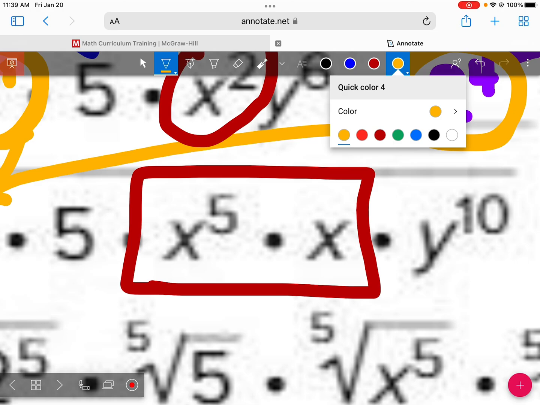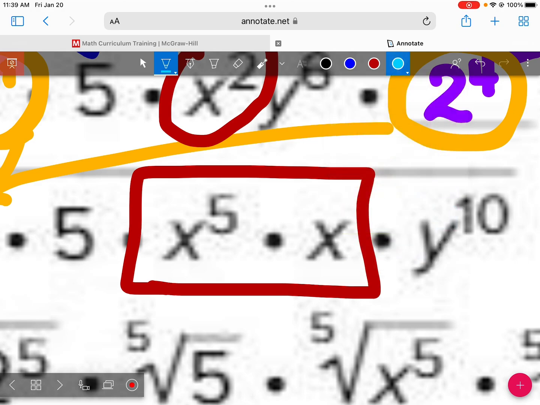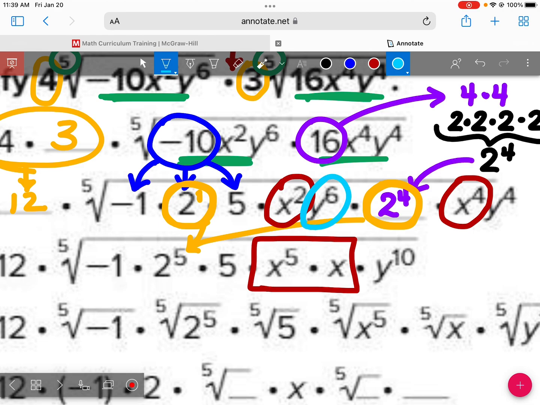And then we have these y's here. I have y to the 6th and y to the 4th, which means how many y's altogether? 10.